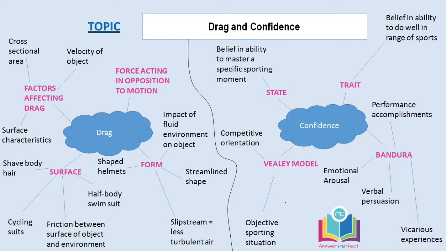Okay, let's have a look at surface drag then. This is when there is friction between the surface of an object, that could be an object or a person, and the environment. Now think of cyclists, they wear tight lycra cycling suits. This means that the air can travel over them better, so there's less friction, so less surface drag.